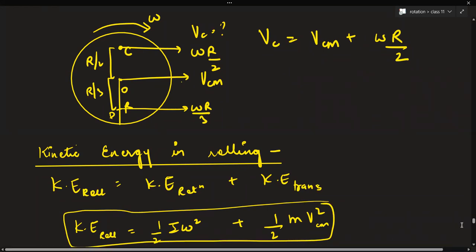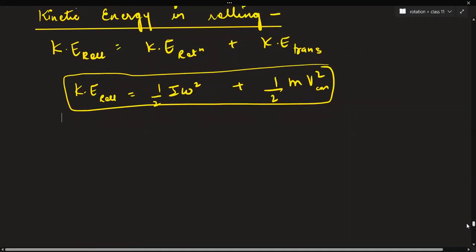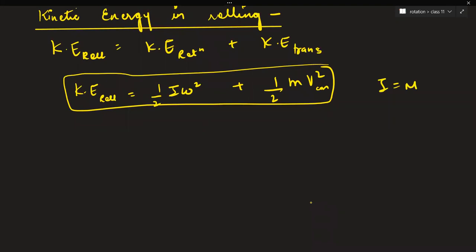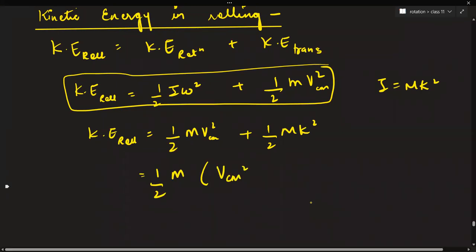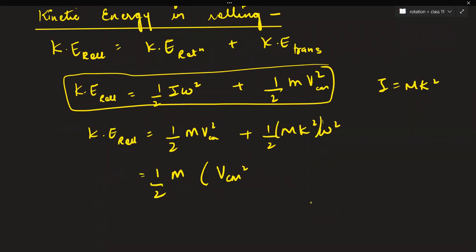This is just the equation. Even if you wish, you can write this in terms of radius of gyration also. You can write I as m k square. So kinetic energy of rolling will become half m vcm square, plus half m k square omega square. So taking half m common, you will be left with vcm square plus k square omega square.